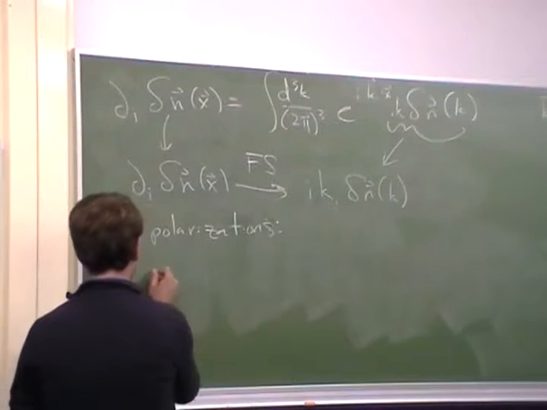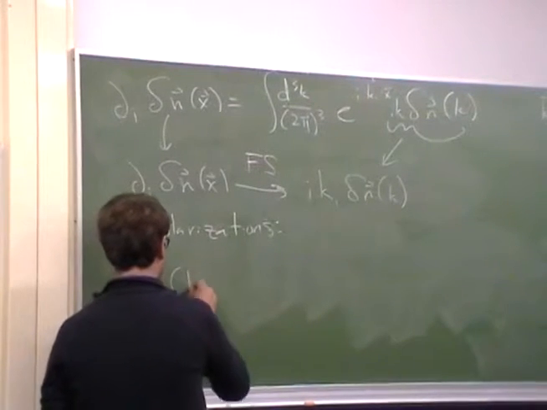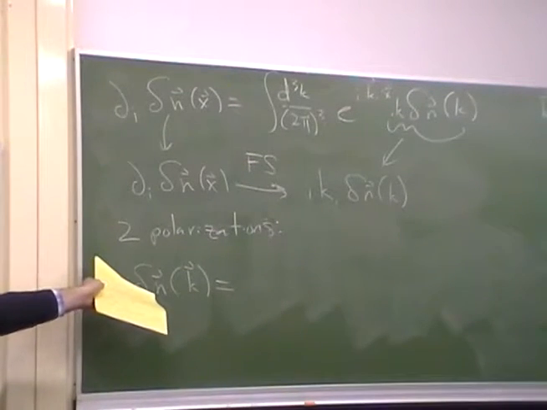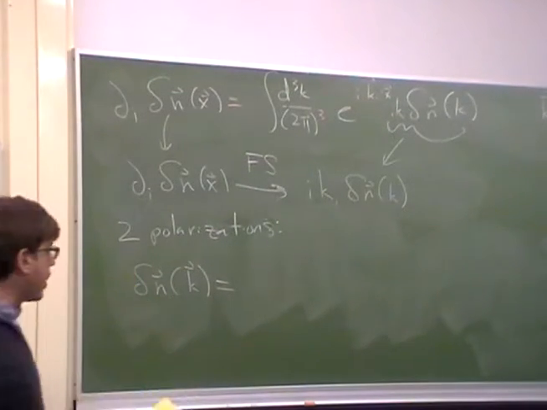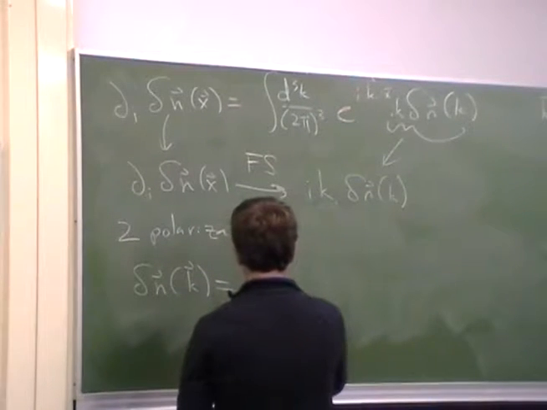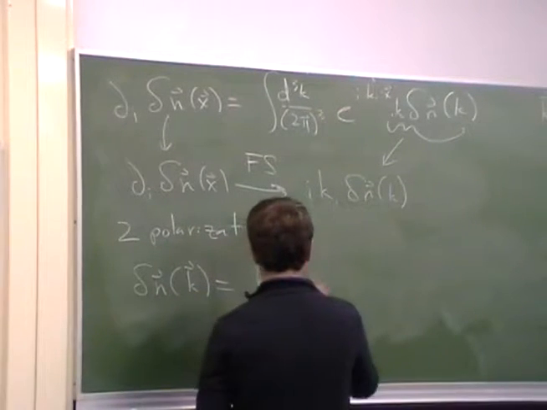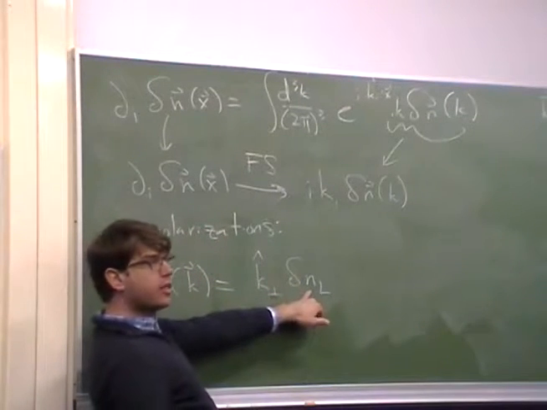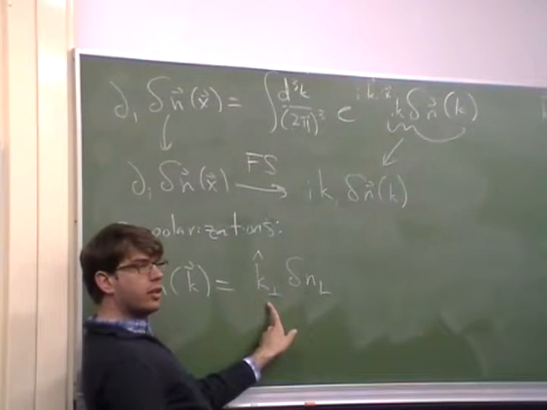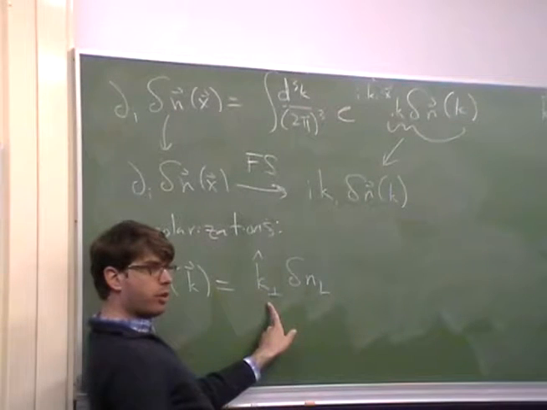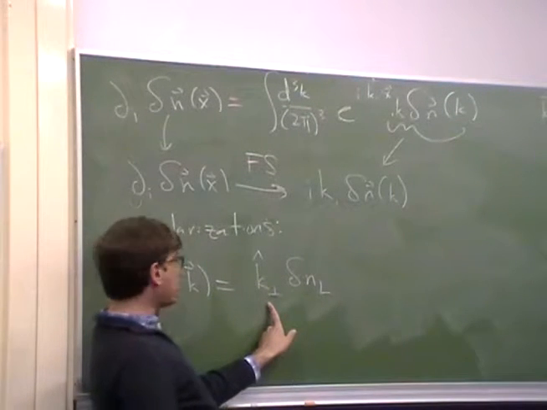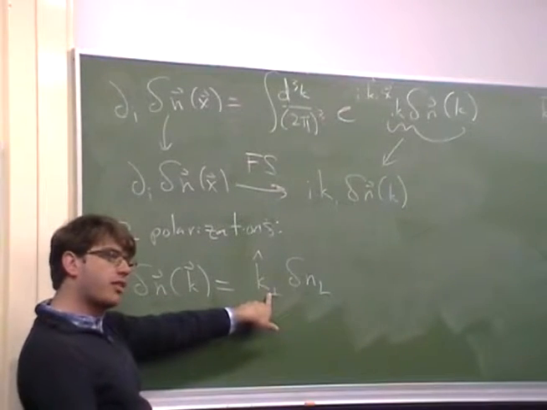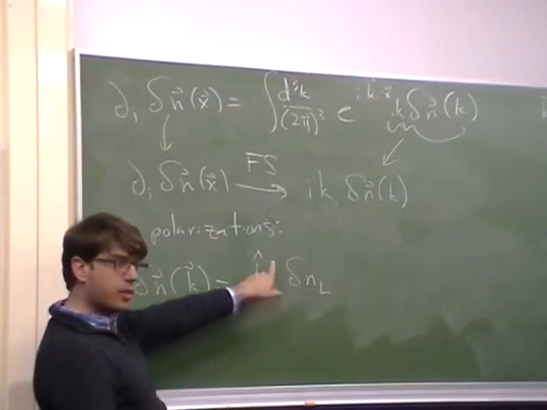So the polarizations that we'll use in Fourier space are the following. We'll consider some Fourier mode delta n of k, and we'll split it into components that I'll call longitudinal. These are parallel to the in-plane components of k. Remember, this is only components in the x and y direction. This is in the direction of the wave vector in the x and y plane. That's what this notation means.